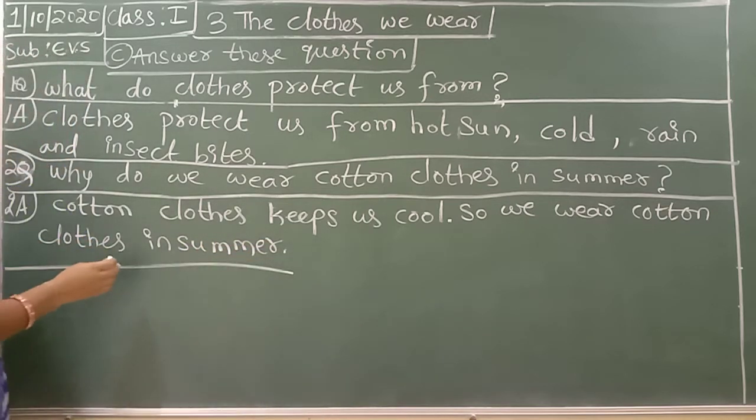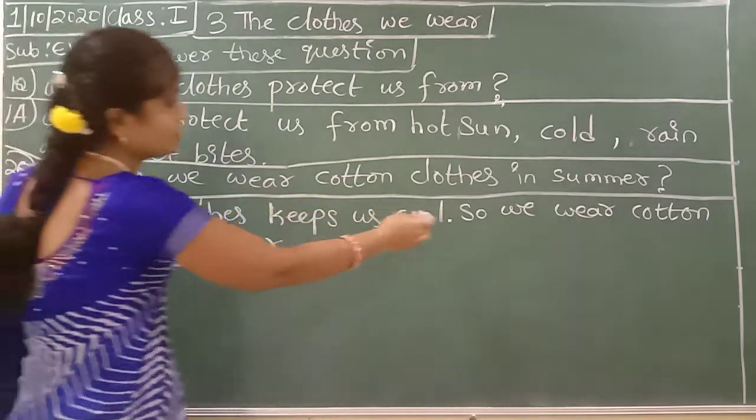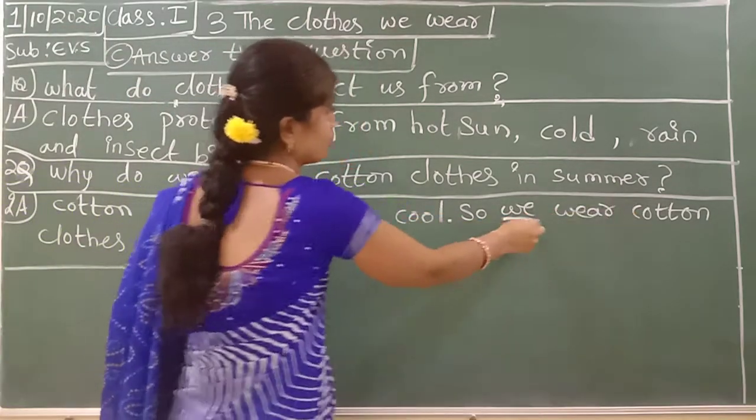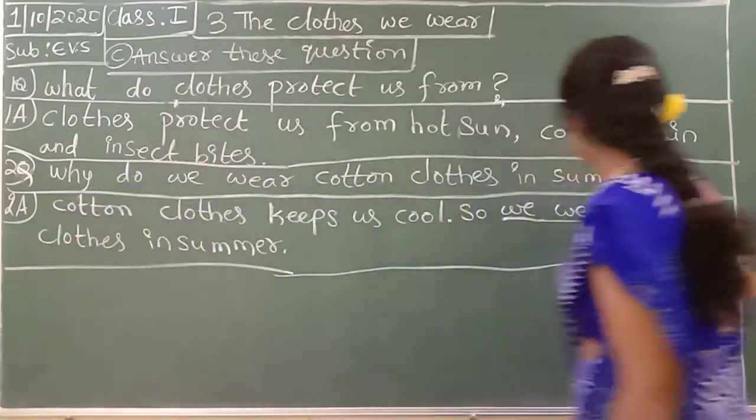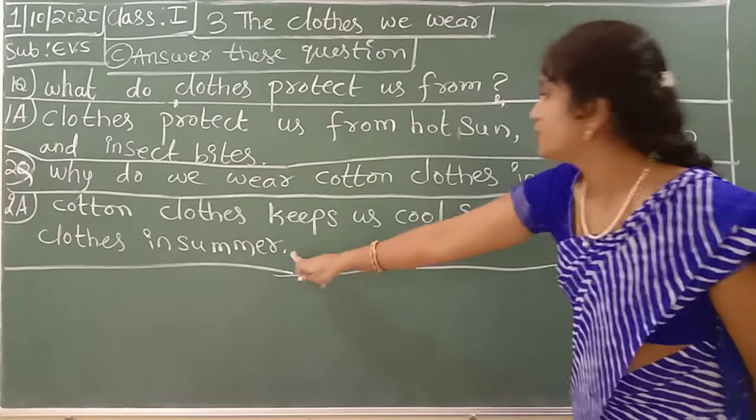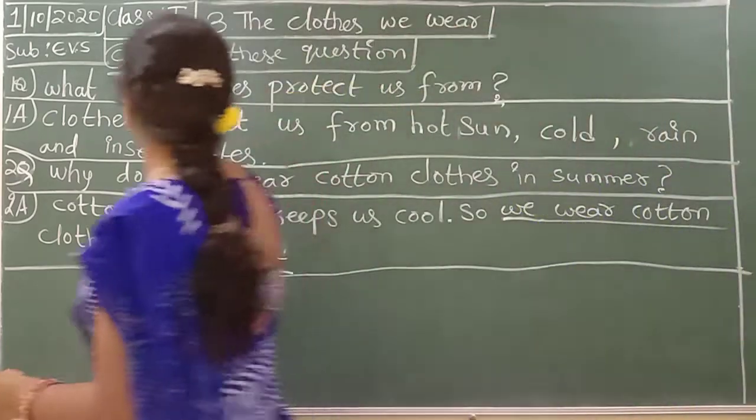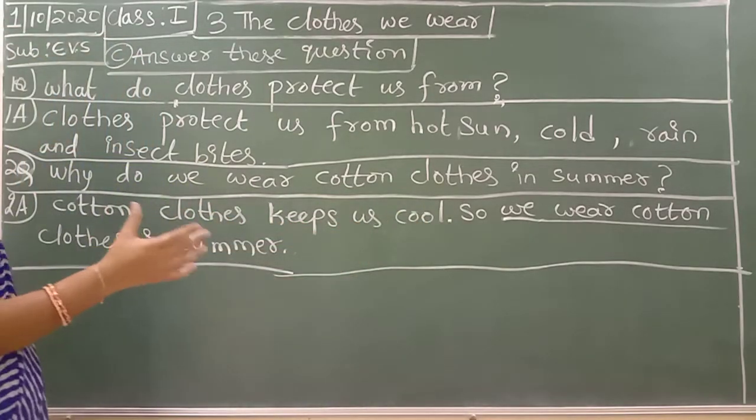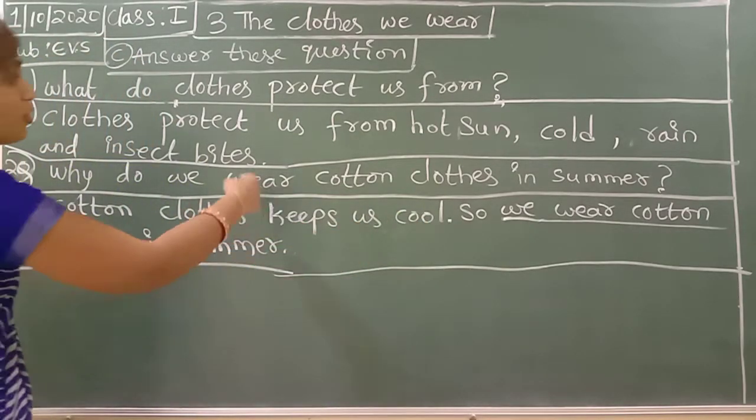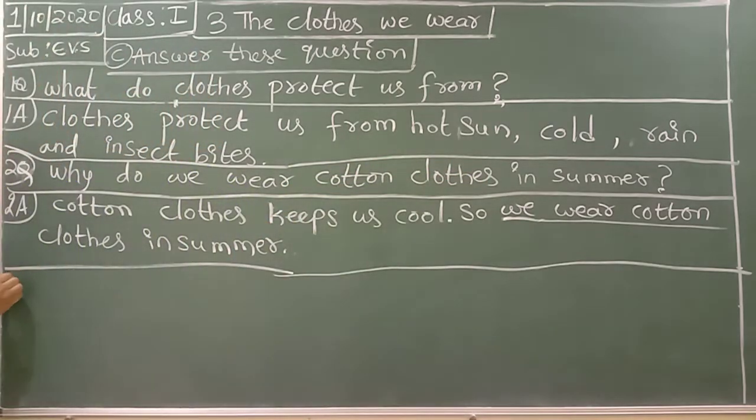Same as it is, you have to write. Okay, children. We wear cotton clothes in summer. Here to here. We wear cotton clothes in summer. Same as it is here to here, in the question only, why do we wear cotton clothes in summer. Just you have to write cotton clothes keeps us cool. This is the very small line. You have to remember the total remaining all in the question only. Yes or no? Yes. Next, third question.